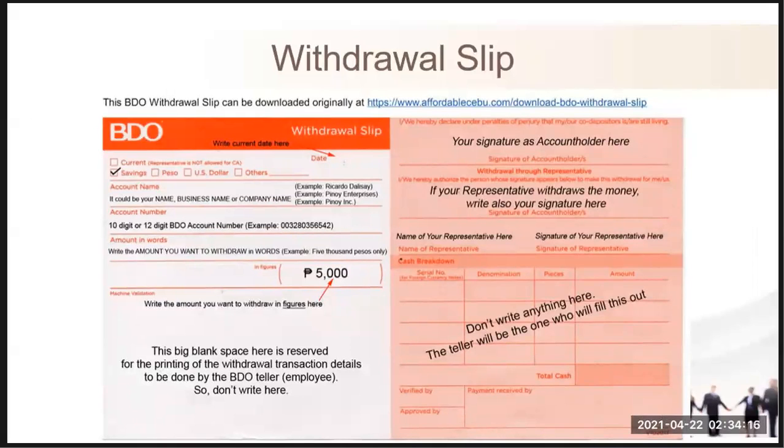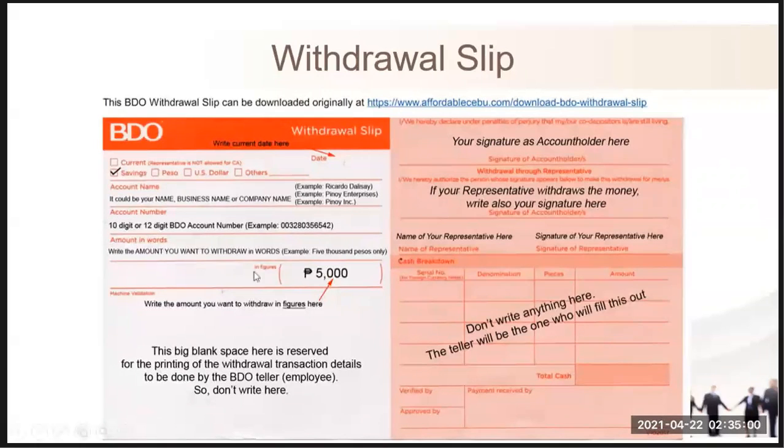So, here's the sample of BDO withdrawal slip. Ayan, so, anong klaseng account yung pag-withdrawhan natin? Pwede naman siyang savings, pwede naman galing sa current. Ayan. And then the account name, this can be your name or the business name or the company name. And so, for example, Ricardo Dalisay, and for the example naman ng business, Pinoy Enterprises, and then Pinoy Incorporated. And this can be 10-digit or 12-digit bank account.